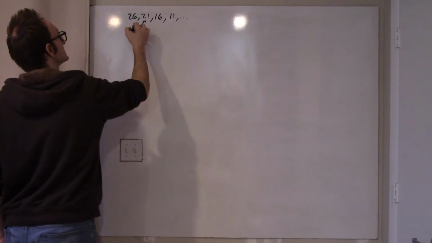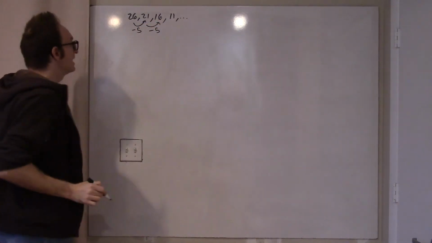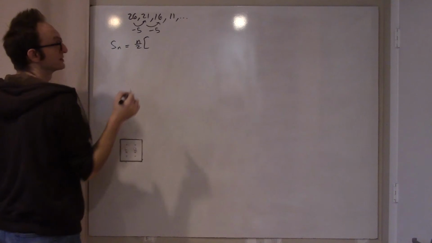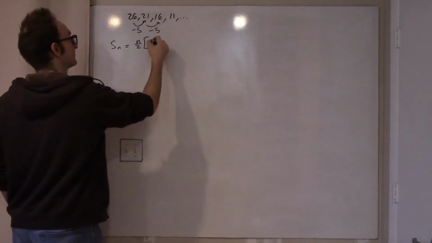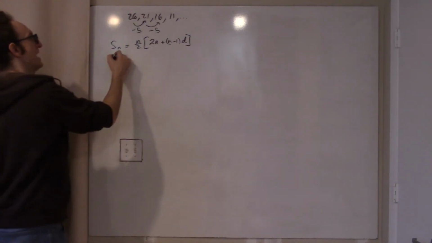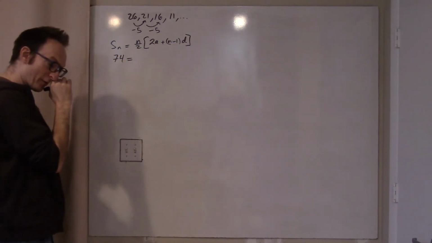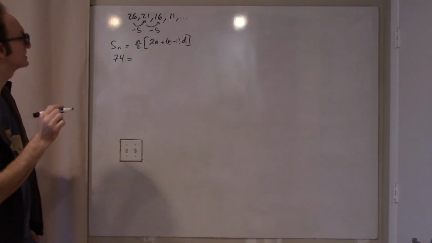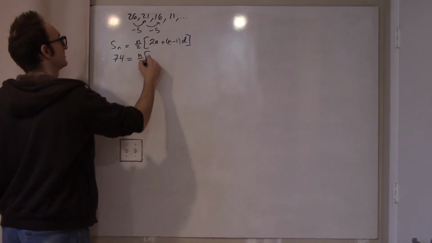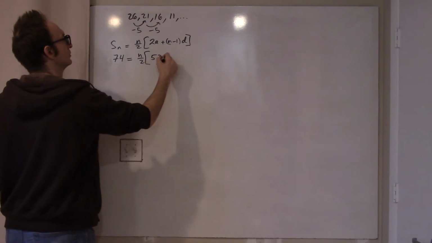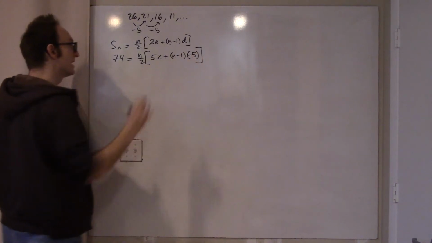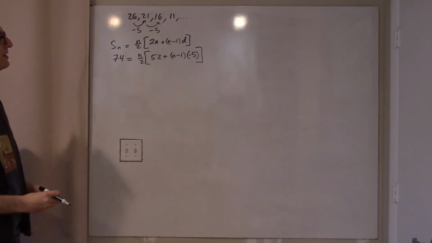Well, here d is negative 5, because I'm subtracting 5 each time, and so I have a general formula for the sum of the first n terms of an arithmetic sequence, which is n over 2 times (2a plus (n minus 1)d), where a is the first term. If you tell me that the sum of the first n terms is 74, but I don't know what n is, the way to do this in a systematic manner that's not just guess and check is to solve for n. I do know that the first term is 26, so that's 52, plus (n minus 1) times d, which for this problem is negative 5. And now I have a quadratic equation which I can solve in n.